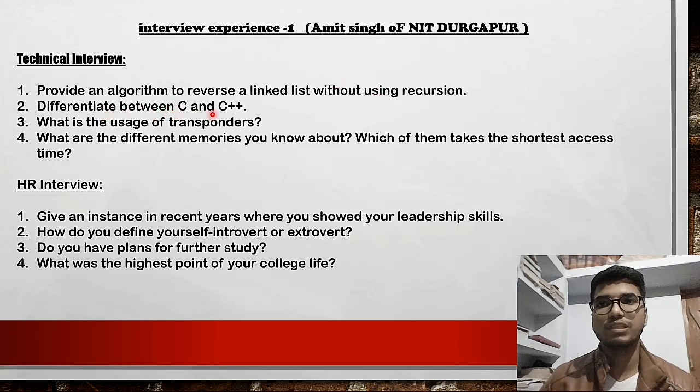Difference between C and C++, I have answered it earlier. What is the use of transponders? What are the different memories you know about, and which of them take the shortest access time? That's from the technical interview part.